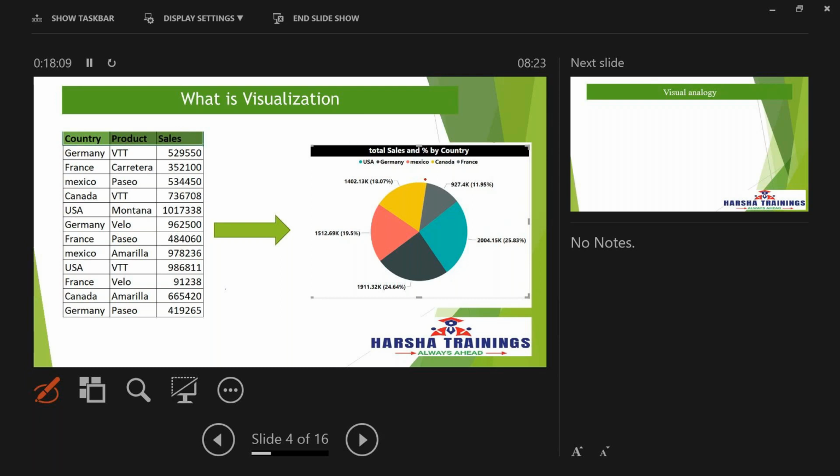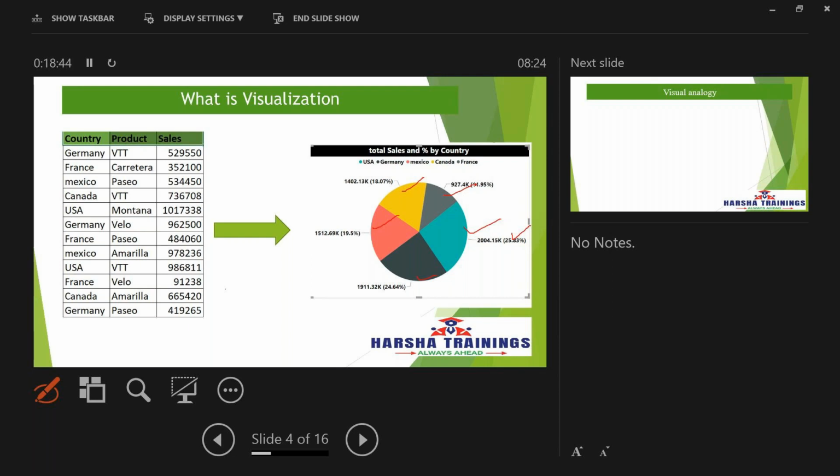In this pie chart, if anyone tries to analyze it, see, from USA I'm getting this many total sales. And apart from that, it is showing how much percentage of the sales I'm getting from USA. Now, apart from that, I can analyze this. What is this? Germany, right? Yes or no? And what is this? Mexico. And I'm getting the Canada sales, the France sales. So if I need to do this type of analysis, I can create visualizations.